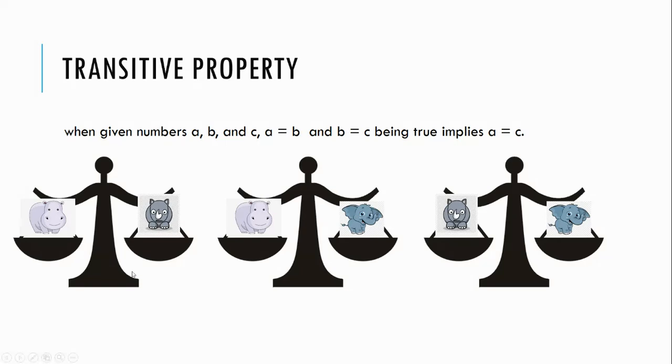So let's say the baby hippo weighs just as much as the baby rhinoceros, just like from our last slide. But that baby hippo also weighs just as much as the baby elephant, which means that both the baby elephant and the baby rhinoceros weigh as much as the baby hippo. So if they both weigh the same as the hippo, does that mean they both weigh the same as each other? Indeed it does, and that's the transitive property of equality.